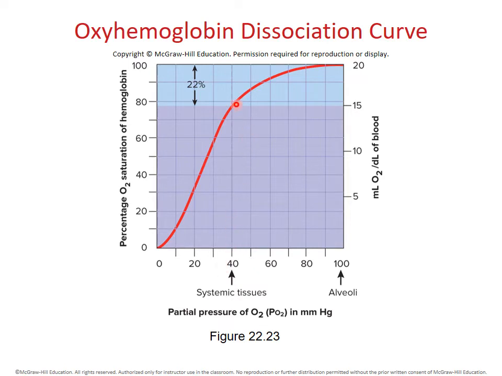We don't want the hemoglobin to have as much affinity. We don't want it to hog oxygen to itself. We want it to start releasing it to the tissues. And that's what it does.